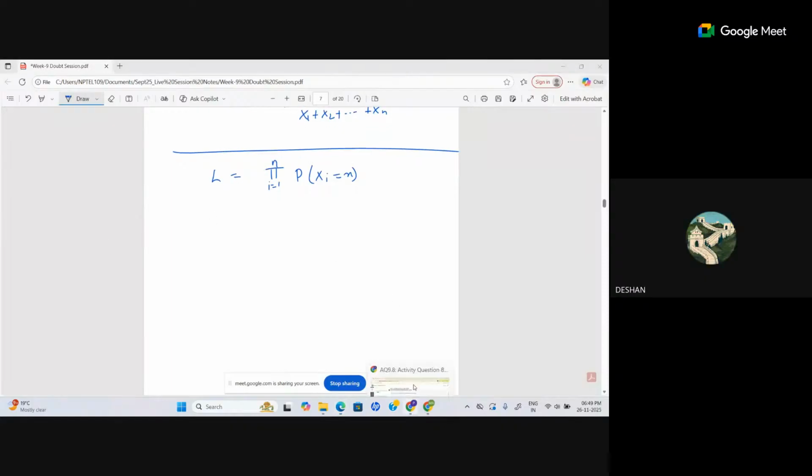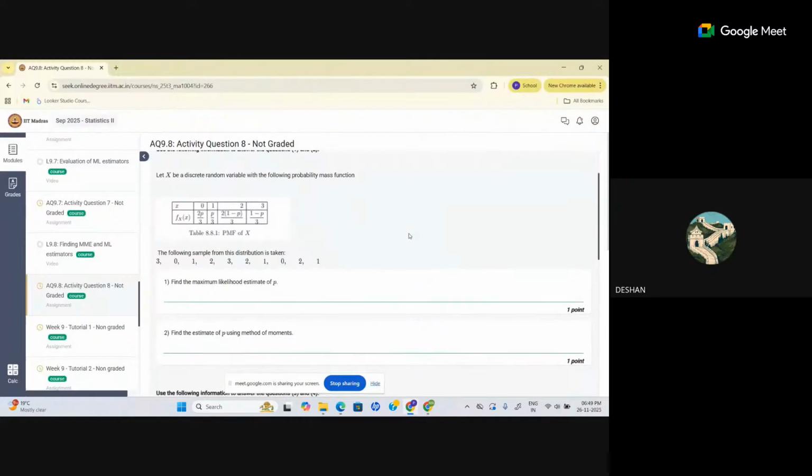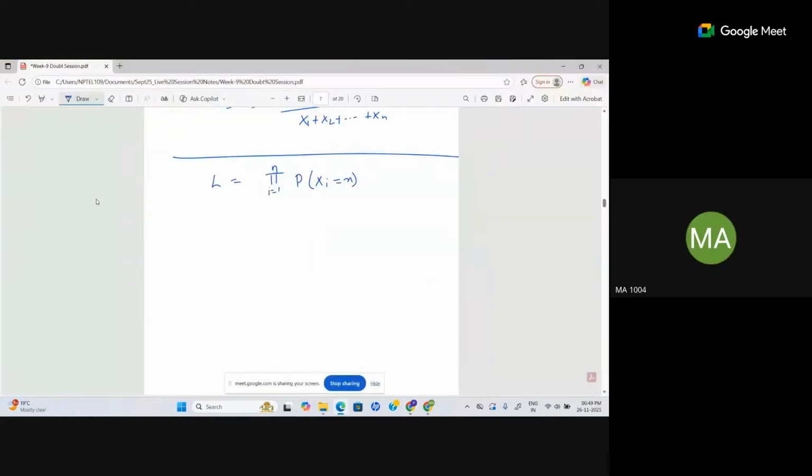Ma'am, for the continuous case, it's different. Actually, both are the same. In a continuous random variable, we have PDFs, the density function, and for a discrete random variable, we have the probability mass function. So you just have to decide according to what is given in the question. Ma'am, the summation will be over pi only? It is not summation, this is the product. This pi represents product.